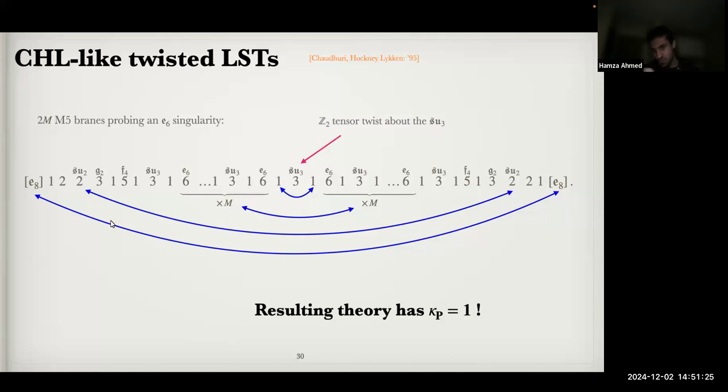And there's an intuitive reason why this happens, because you're identifying the two E8s, right? And so effectively you now have a single M9 brane in your theory, and this is consistent with the interpretation that this value counts the number of M9 branes.